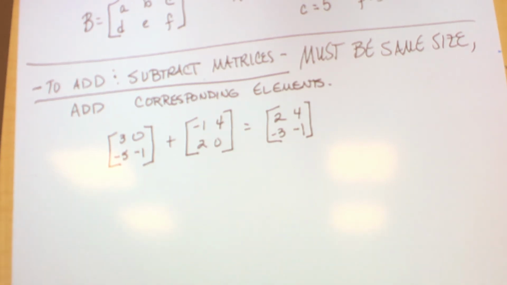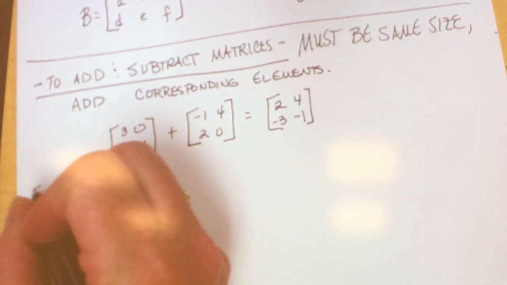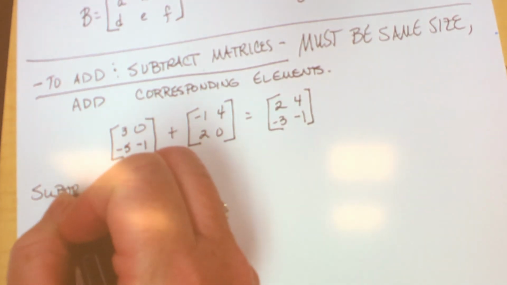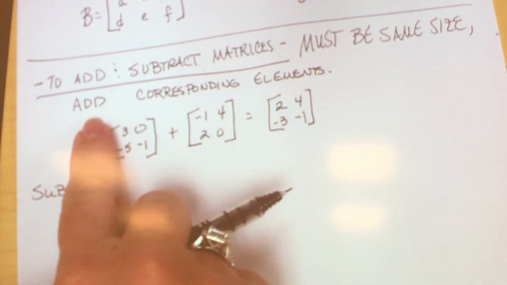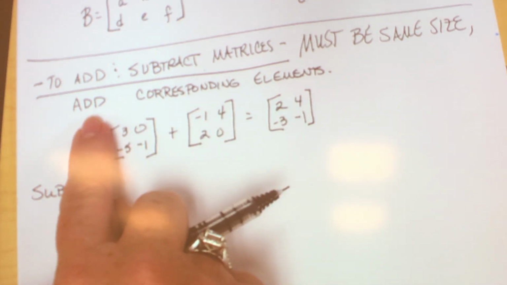I could work 100 problems, but they're all just the same. I could make them different sizes, but if they're in the same place in the matrix, then I add them and write their answer down. Okay? So, how are we going to subtract if all I can do is add?